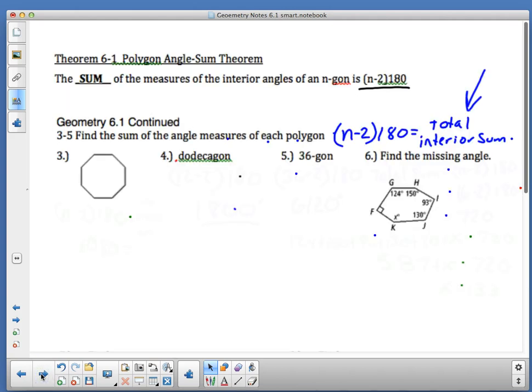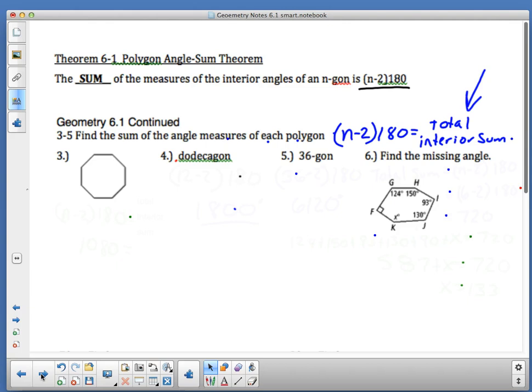Now, how do I use this? The sum of the measures of the interior angles of an n-gon is n minus 2 times 180. We found that today. Okay, going through those first 5. How do I use it? Problems 3 through 5. Find the sum of the angle measure of each polygon. The sum of the angle measures. So the total interior angle sum, n minus 2 times 180.